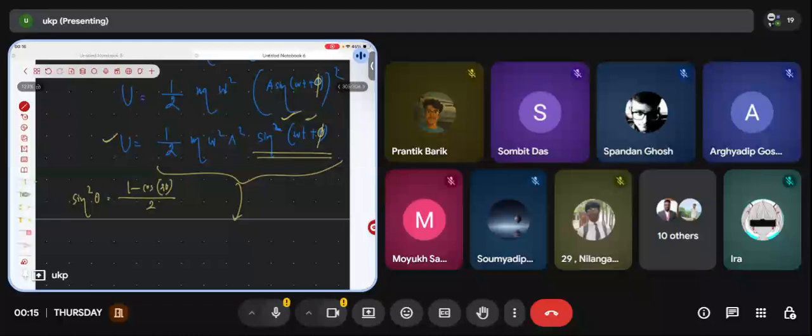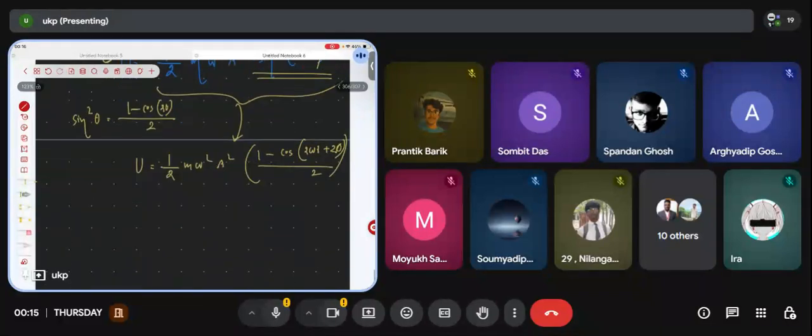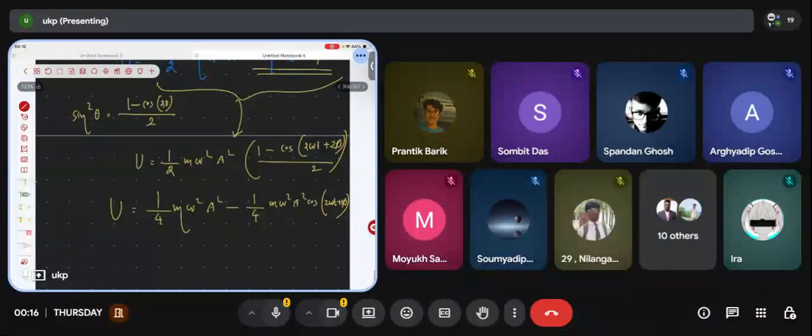Babu, I want to expand this as a function of cos 2 theta. What I'll be getting: half m omega square a square sine square of something is nothing but 1 minus cos of the argument multiplied by 2, whole divided by 2. Yes or no? So U comes out to be equal to 1 by 4 m omega square a square minus 1 by 4 m omega square a square cos of 2 omega t plus 2 phi. Yes or no? Yes, sir. But sir, what's your point?